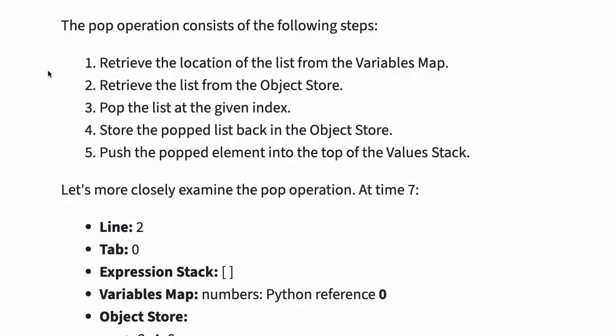The pop operation consists of the following steps. 1. Retrieve the location of the list from the variables map. 2. Retrieve the list from the object store. 3. Pop the list at the given index. 4. Store the popped list back in the object store. And 5. Push the popped element into the top of the value stack.